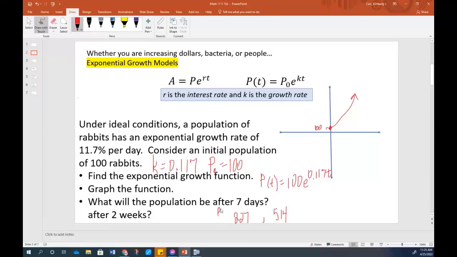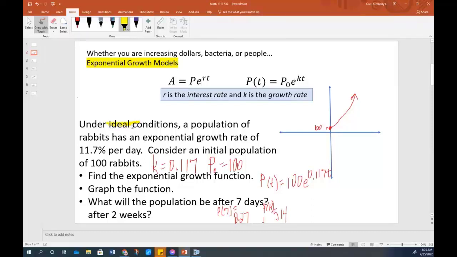And then just to clarify, this is my population after 7 days. And this one was the population after 2 weeks or 14 days. So that's how many rabbits we'd have. So, oh my goodness, you start with 100 rabbits and then they're just everywhere, which brings up that common phrase you may have heard, multiply them like rabbits. But it did say ideal conditions.